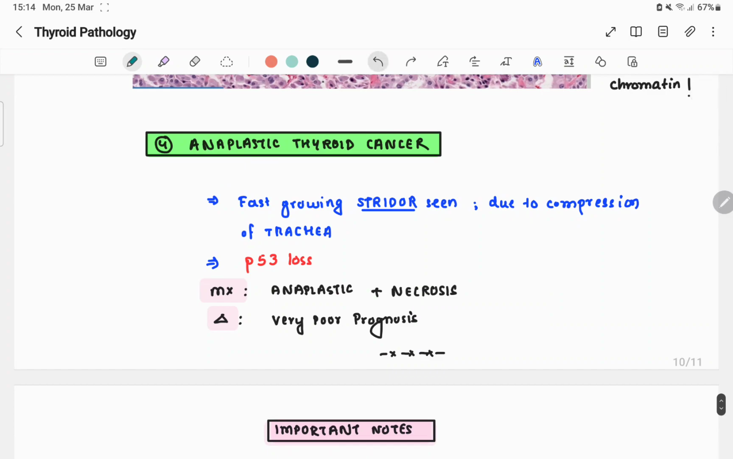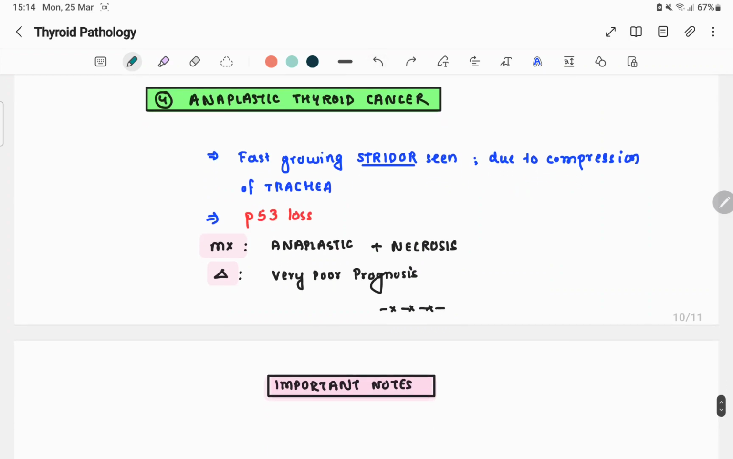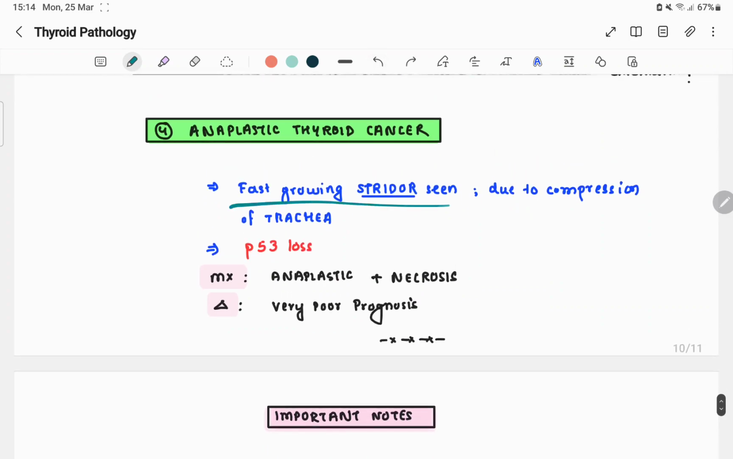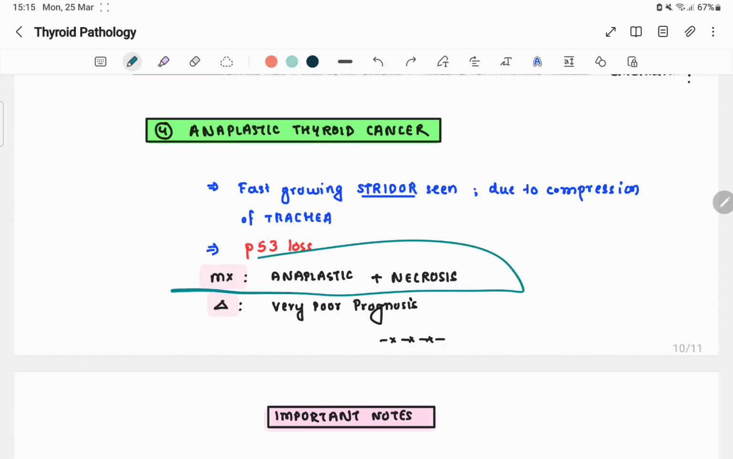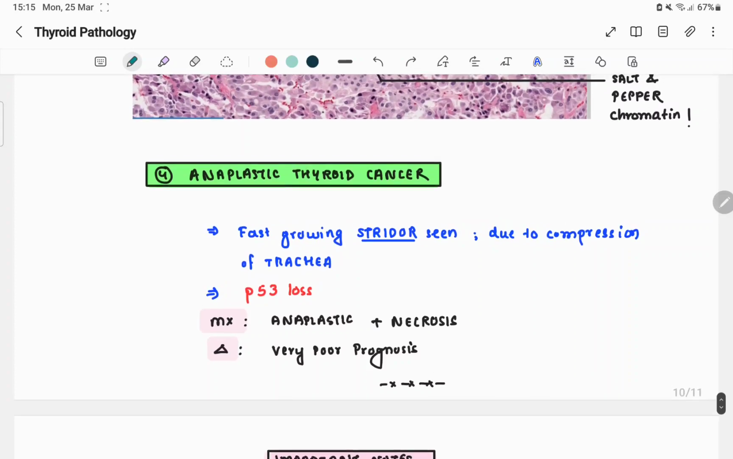Fourth one, anaplastic thyroid cancer, that's the last one. Fast growing, stridor will be seen due to compression of the trachea. The stridor will be fast growing and the trachea will be compressed, with breathing difficulties. P53 loss, you know, P53 loss means the guardian angel is lost, that is very poor prognosis. There will be anaplasia plus necrosis, and prognosis is very poor. Patient is difficult to save.